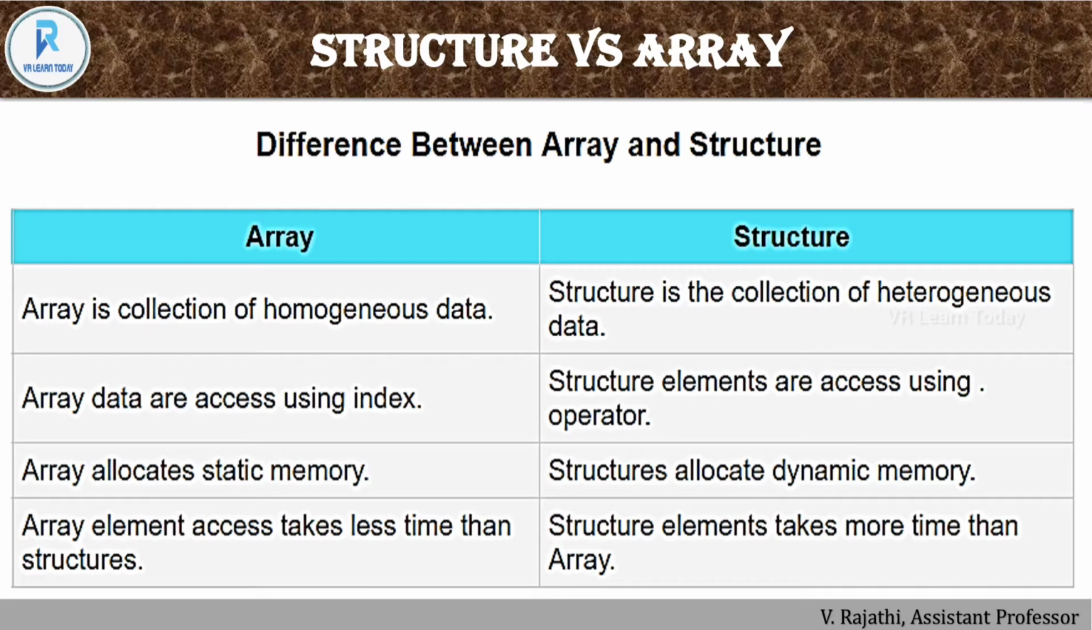Array data are accessed using an index, and structure elements are accessed using an operator. If you want to access an array element, you have to use an index, and we already discussed that an array index starts from 0. Structure elements are accessed using the dot operator. So for accessing in an array we use an index, and in a structure we use the dot operator. This is the dot, or we can call it the period operator.